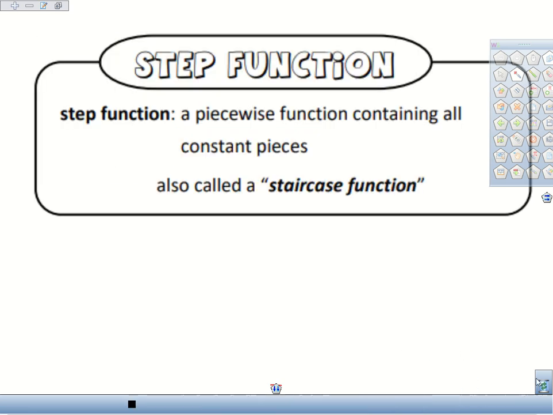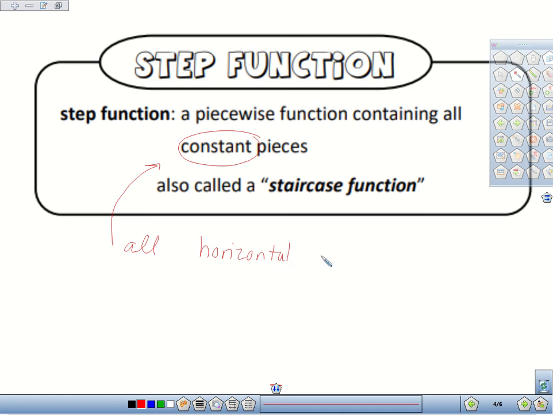All right. Now we're going to talk about step functions. So step functions are a type of piecewise function that contain all constant pieces. We call this a staircase function because it looks like a staircase. Okay? So when you see the words constant pieces, anybody know what that means in terms of a graph? It means all the pieces are horizontal lines. So horizontal lines are known as constant functions. If you do want to note that, it's not a bad idea.